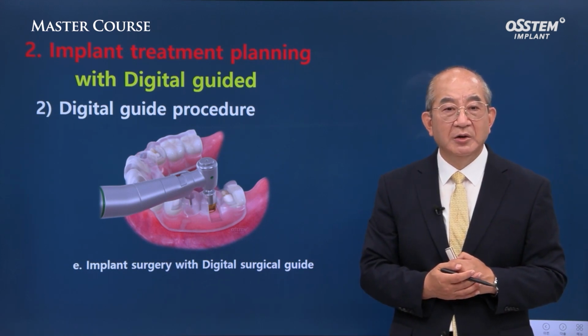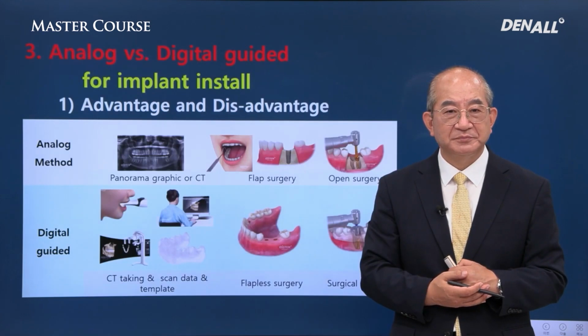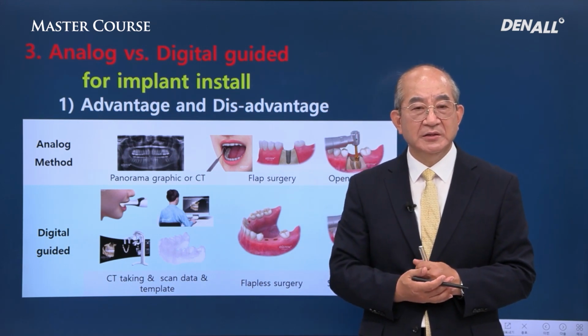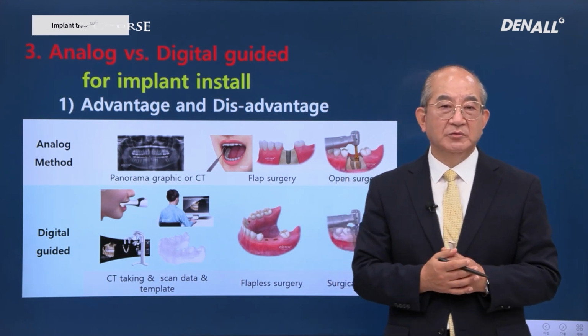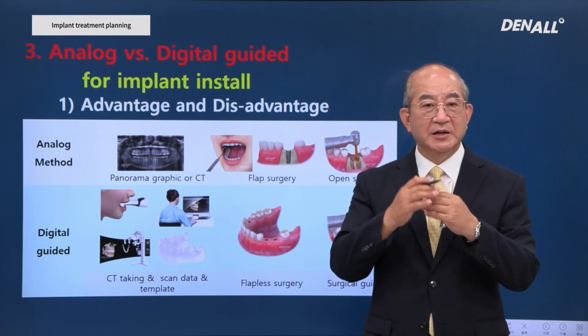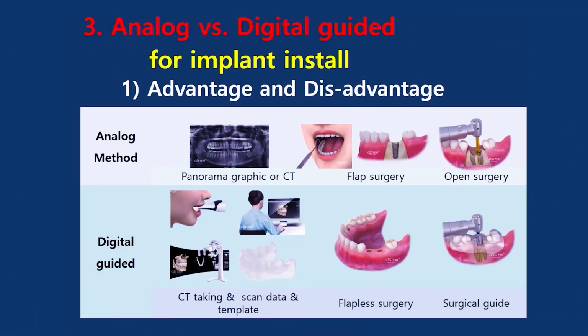What is the biggest difference between analog and digital ways? The analog way sounds complicated, but it's the conventional way of placing implants. You take a panoramic image and check the oral cavity, make an incision, and you place the implant. The benefit in that is that you can check the bone quality yourself.